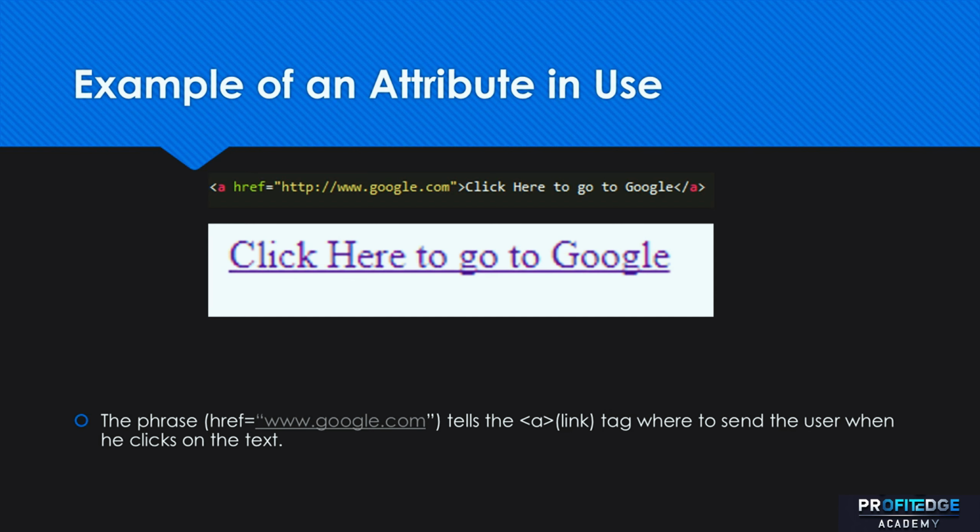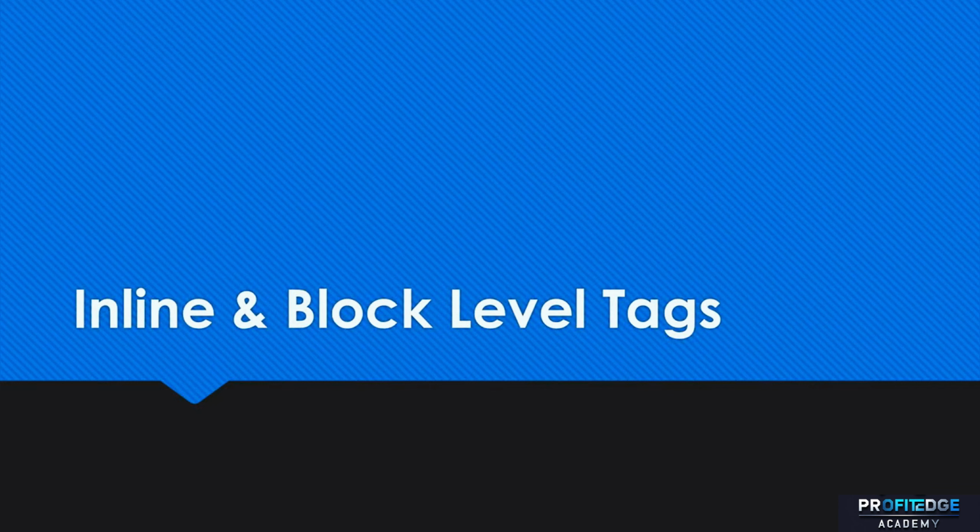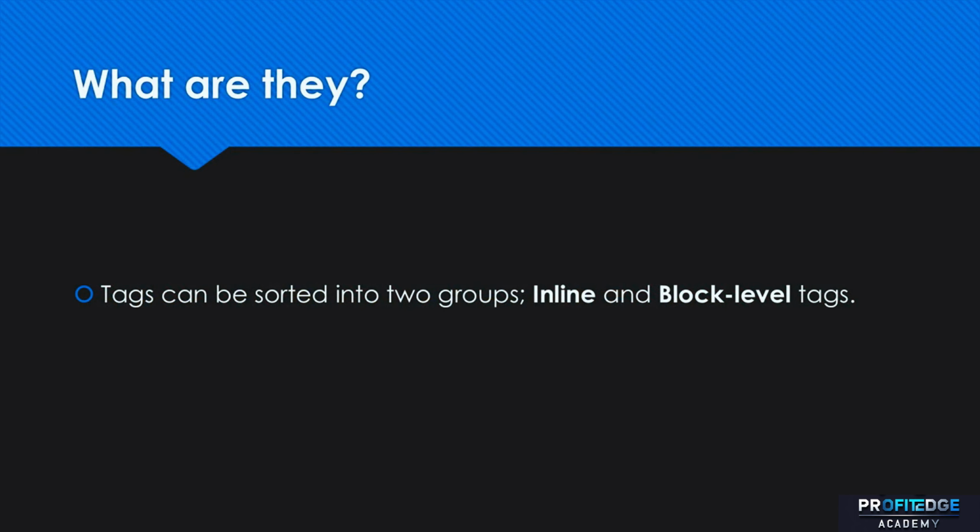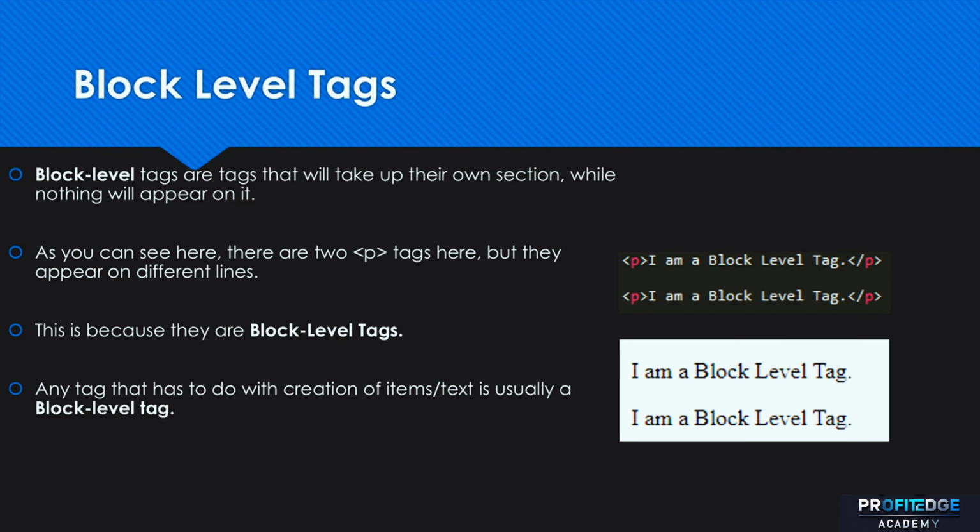But before we actually start doing some real work, you need to have a basic theory, a basic understanding of how it works. So today we're going to be talking about the different types of tags, which are inline and block level tags. Firstly, tags in HTML can be sorted into two separate groups, inline tags and block level tags. So what are they? Firstly, block level tags are tags that will take up their own section when used. So let me give you an example.